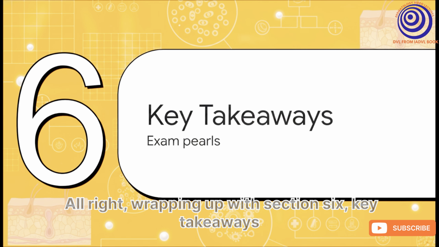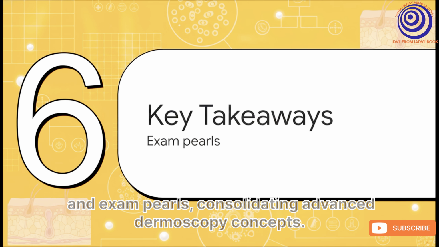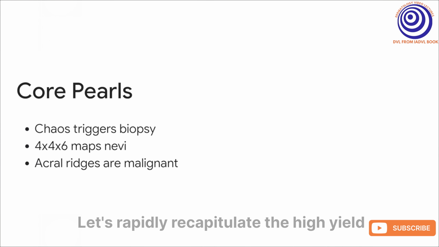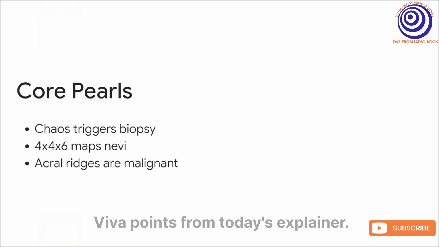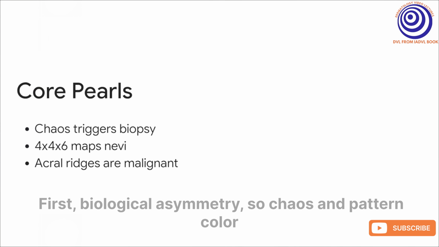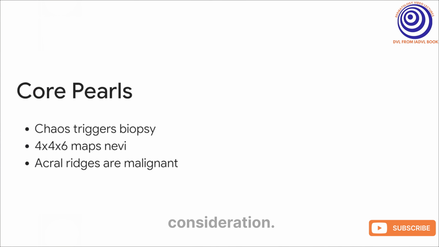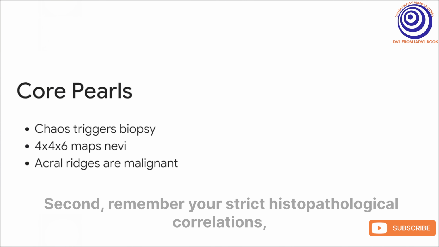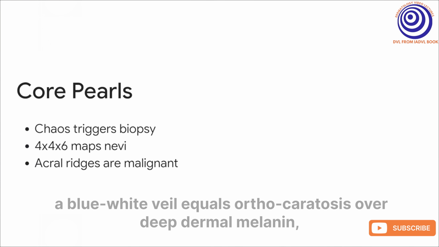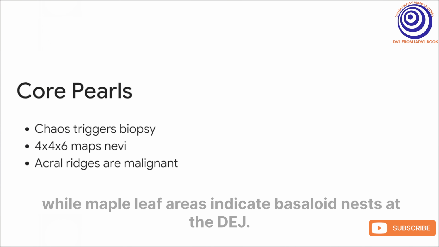All right, wrapping up with Section 6. Key takeaways and exam pearls, consolidating advanced dermoscopy concepts. Let's rapidly recapitulate the high-yield viva points from today's explainer. First, biological asymmetry, so chaos in pattern, color, or border is your primary trigger for algorithmic biopsy consideration. Second, remember your strict histopathological correlations. A blue-white veil equals orthokeratosis over deep dermal melanin, while maple leaf areas indicate basaloid nests at the DEJ.